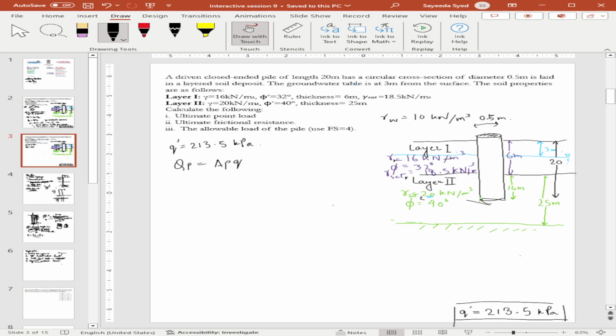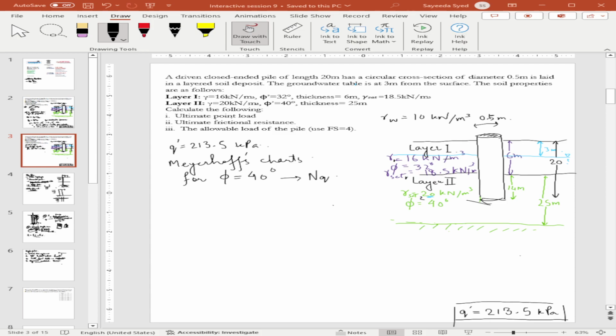So Meyerhoff has given different values of NQ for piles and different for shallow foundations. So it's not exactly Terzaghi's equation. It is the same equation. The only thing is that the values have changed a bit. And you must understand that the values had to be changed because the load transfer mechanism is changing.